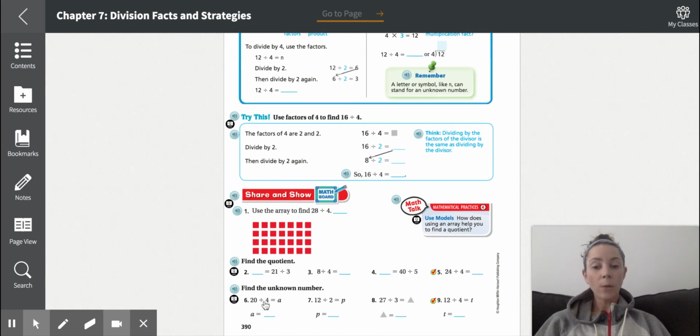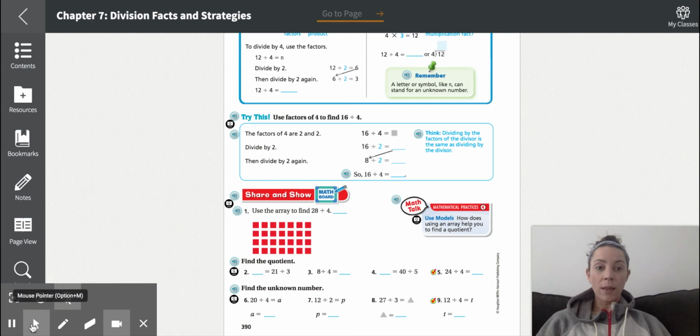Now, this bottom row is having us do something a little bit new. It says find the unknown number. So when they say unknown number, they are asking you to figure out what is that hidden mystery number that's really hiding under the letter they put in. Okay, they put in a letter into each of these equations. Actually, this one they put in a shape like a symbol. So you have to figure out what's hiding underneath there that is the actual number that matches. Okay, so pause the video now, you try them, and then come back and see how you did.